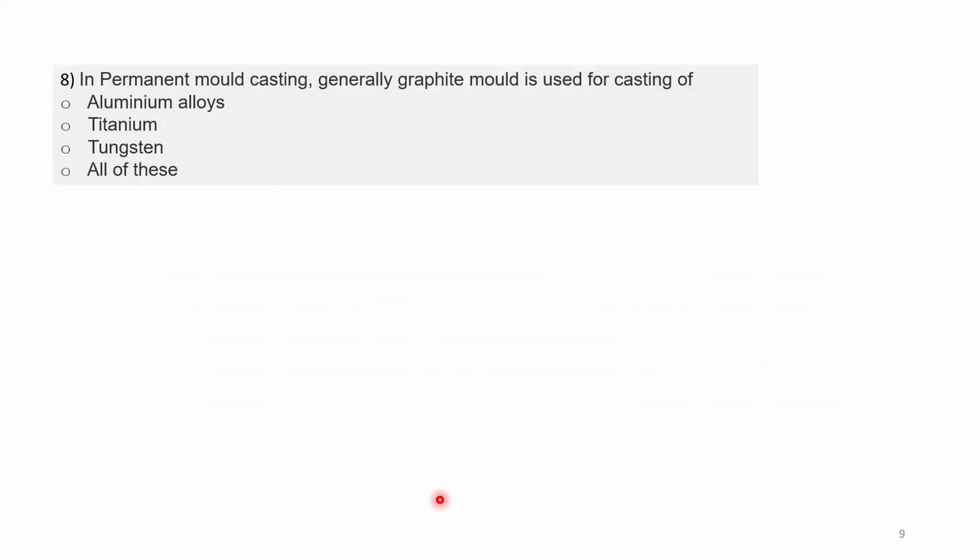Now the next question is, in permanent mold casting, generally graphite mold is used for casting of which of these: aluminum alloy, titanium alloy, tungsten alloy, or all of these. In permanent mold casting, you have to remember that most of the metals and alloys that you use should have a lower melting point. Aluminum alloy here is the lowest melting point alloy out of these, so it should be the answer.